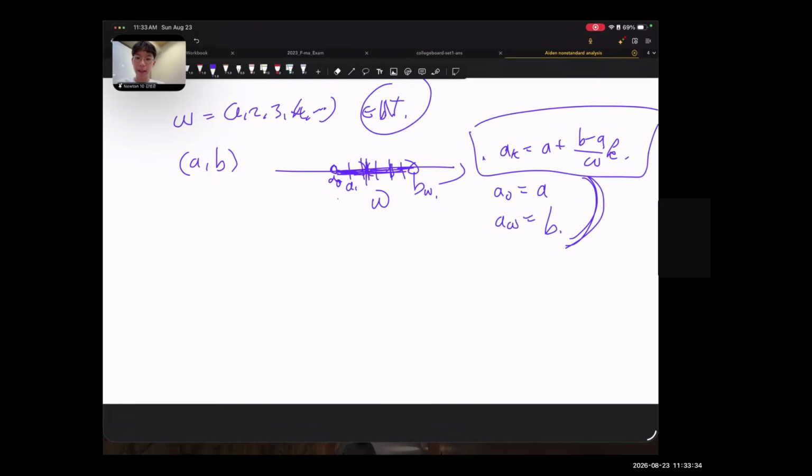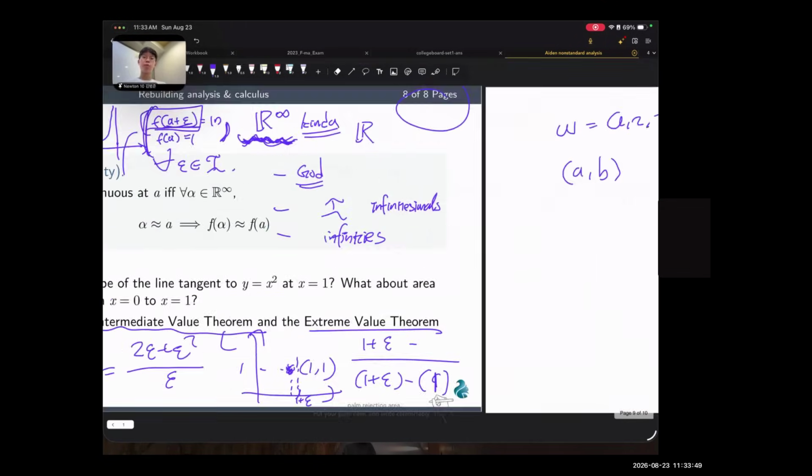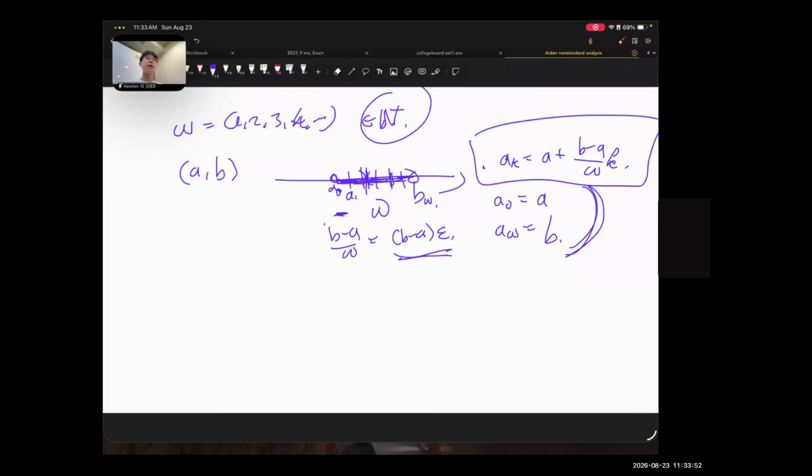Then what's the length of each of these intervals? B minus A over omega, which we can rewrite as B minus A times epsilon. And using this, we can chop up this interval into omega many pieces, and now we have a way to talk about functions over an interval with only finitely many points. So this turns continuous functions into sequences and finite sets that we can analyze.